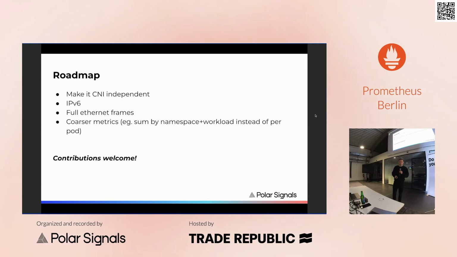Coming back to Kubezonnet, there's a lot more on the roadmap, which we might get to, but for us it works. So if somebody needs to make it CNI, so like a different networking provider independent, feel free to approach us. If you need IPv6, there are ways to make that happen. So overall, contributions are welcome.